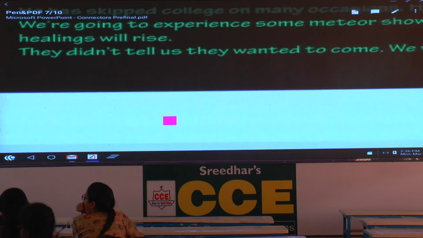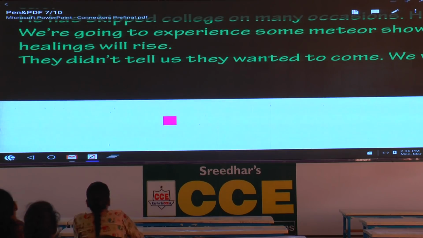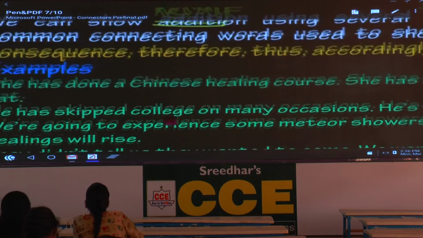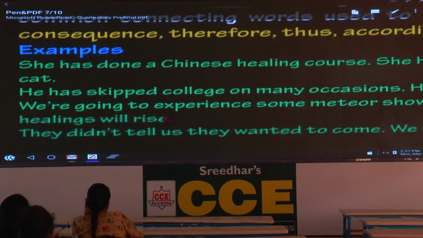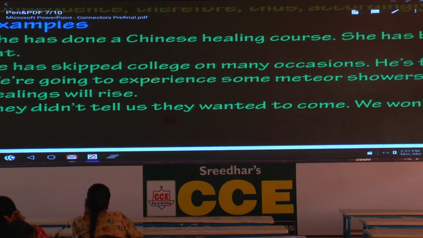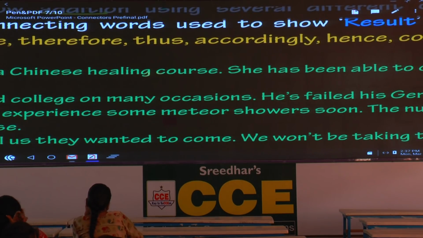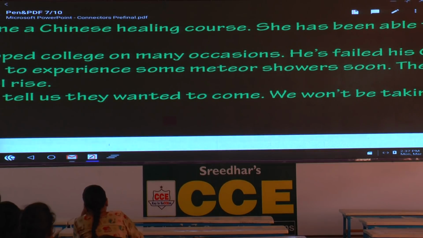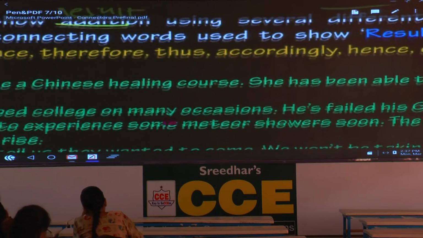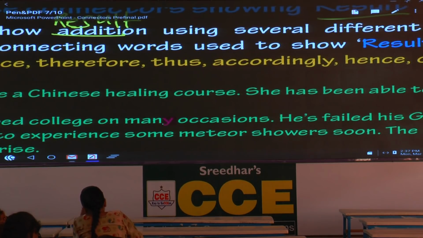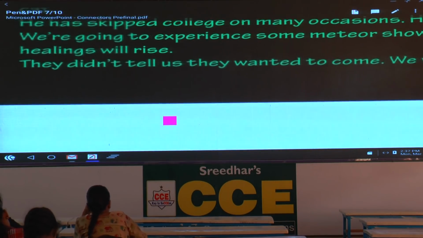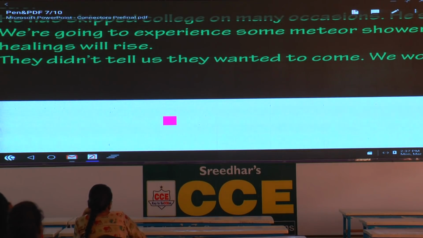So what is the last one? They did not tell us. No, what is the answer for this? Can we say therefore? We don't know the context. This goes with Western context. Last time also I said the same thing. Not easy to comprehend. Please write therefore. You could also use hence. That word is also acceptable. Write the last one. They did not tell us they wanted to come.